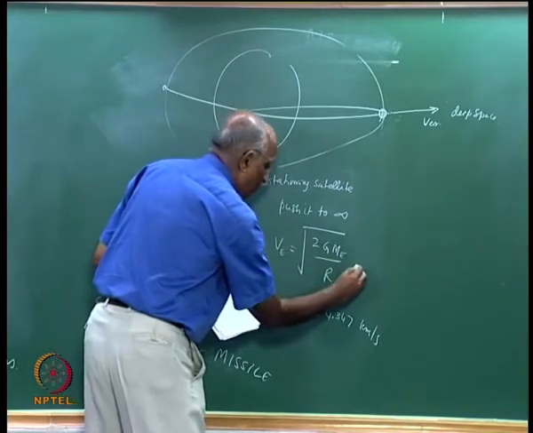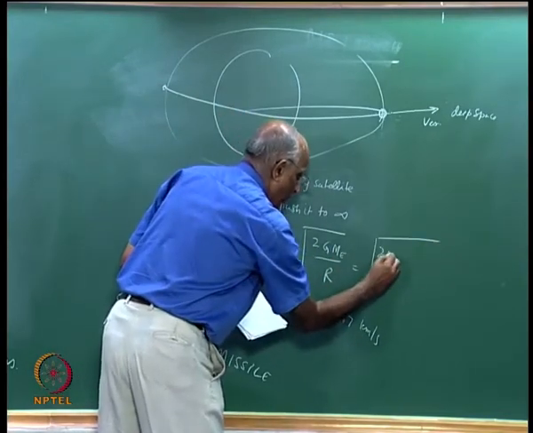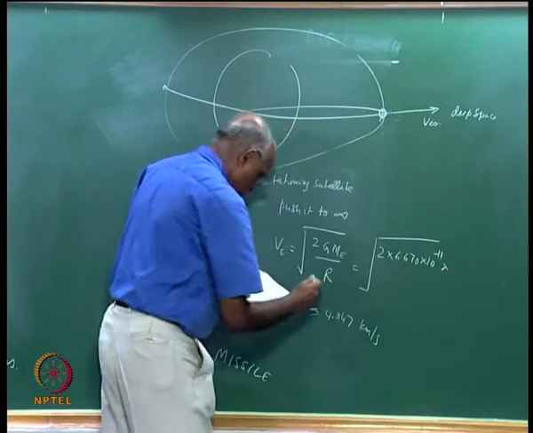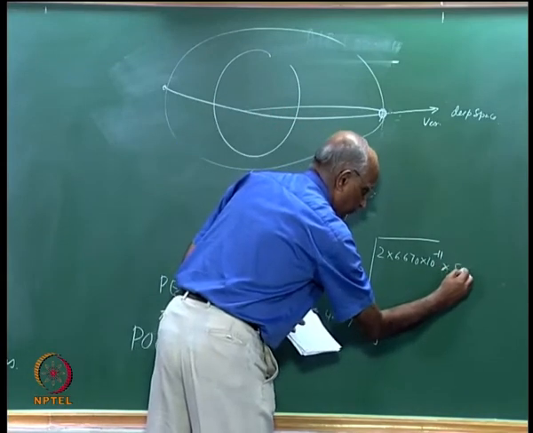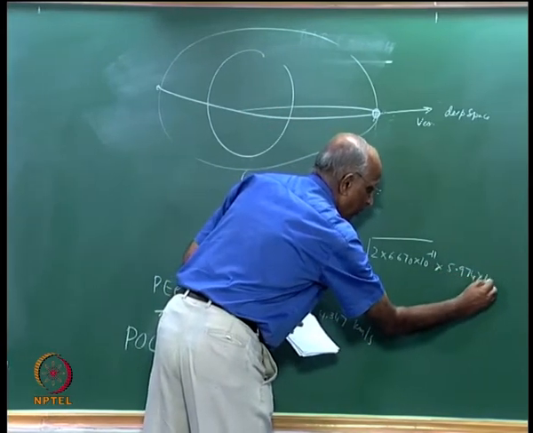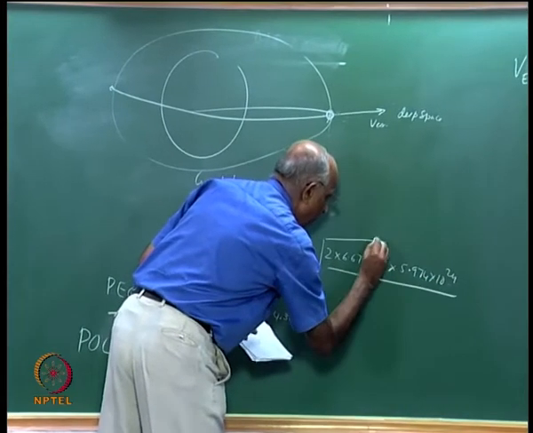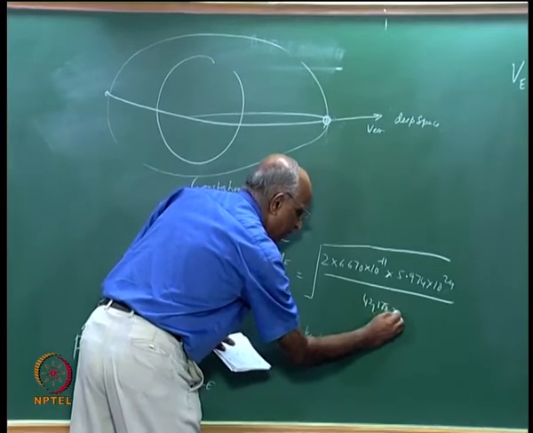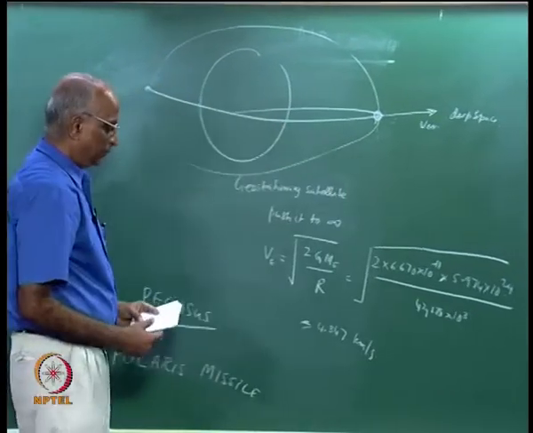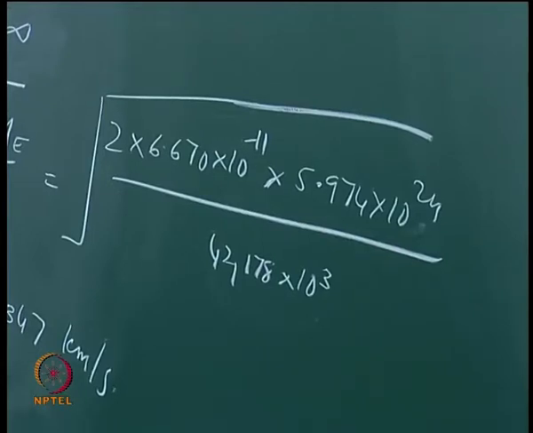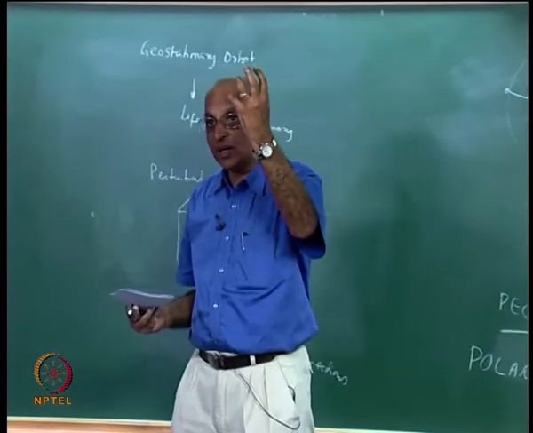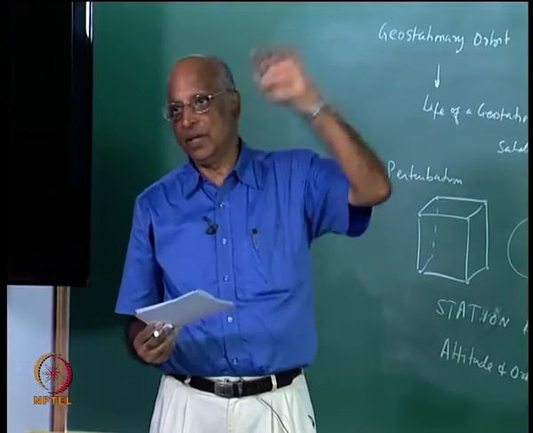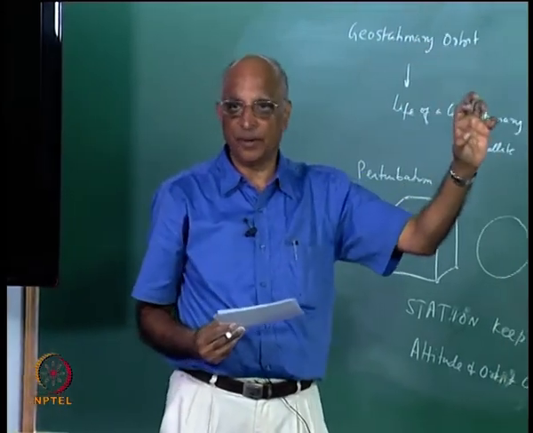Let us put the numbers here: v is equal to the square root of 2 into 6.670 times 10 to the power minus 11 into the mass of the earth, 5.974 times 10 to the power 24, divided by r, which is equal to 42,178 times 10 to the power 3 meters, and this comes out to be 4 point something. That means, even when I have a geostationary satellite, I must keep some fuel reserve such that with that fuel I will be able to push it out, and these are all mandatory.